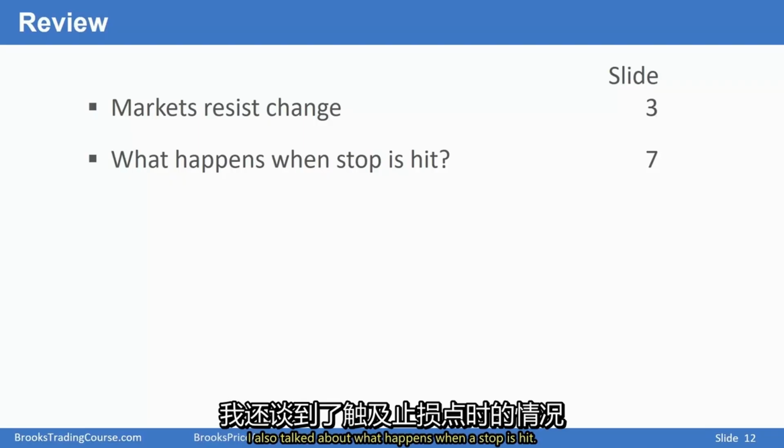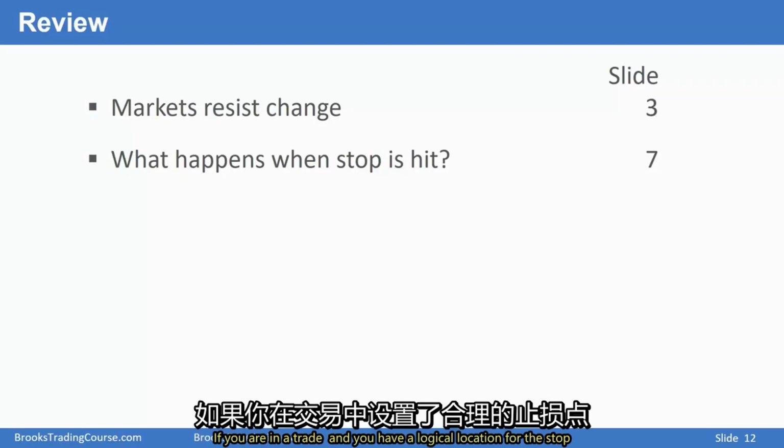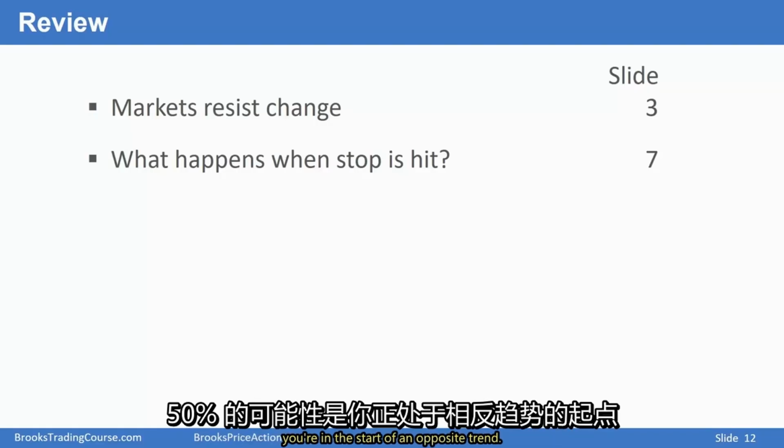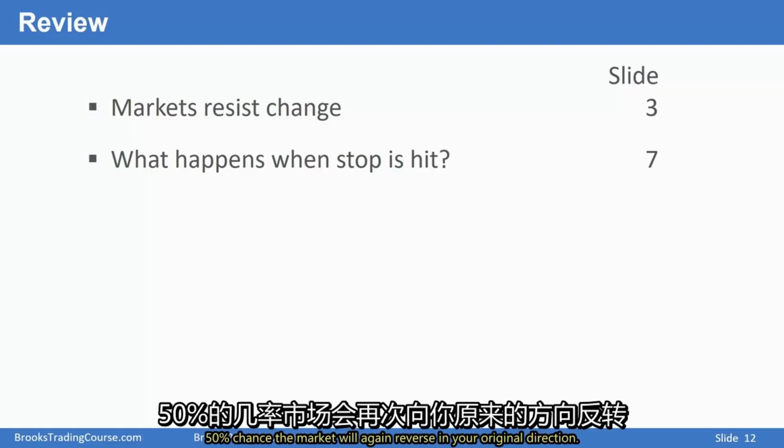I also talked about what happens when a stop is hit. If you are in a trade and you have a logical location for the stop, and the stop gets hit, 50% chance when the stop gets hit, you're in the start of an opposite trend. 50% chance the market will again reverse in your original direction.